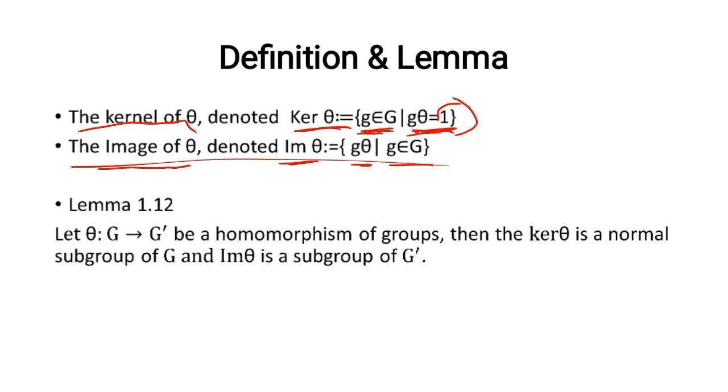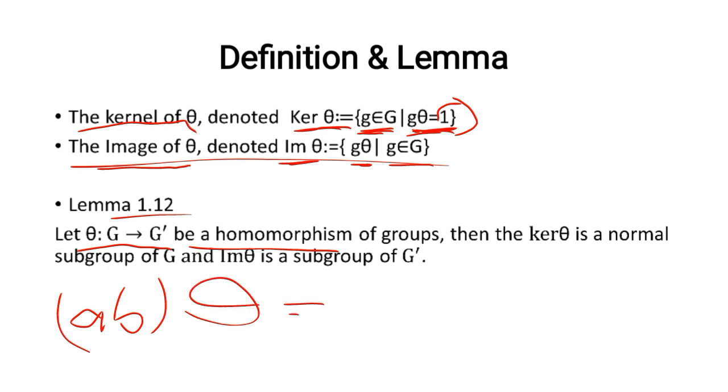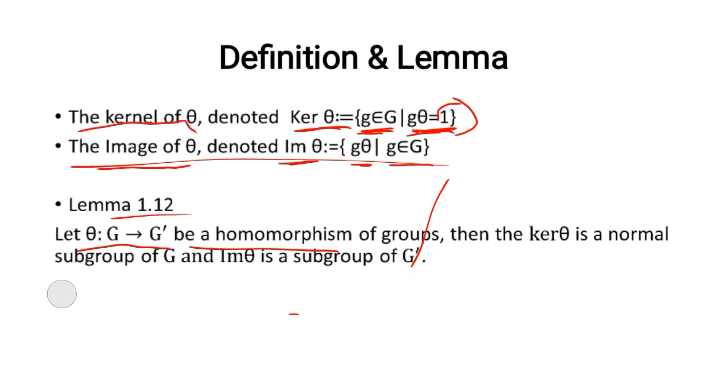Lemma 1.12 in the lecture notes says: let theta map G into G prime, and it's a homomorphism. I believe you recall what a homomorphism is. It's the map that satisfies the condition that (AB) theta is equal to A theta, B theta. Okay, that's what our homomorphism is, so theta satisfies that condition.